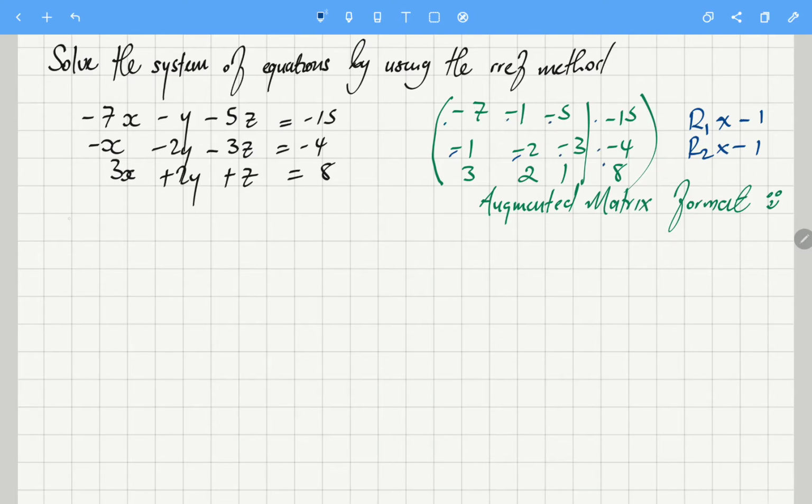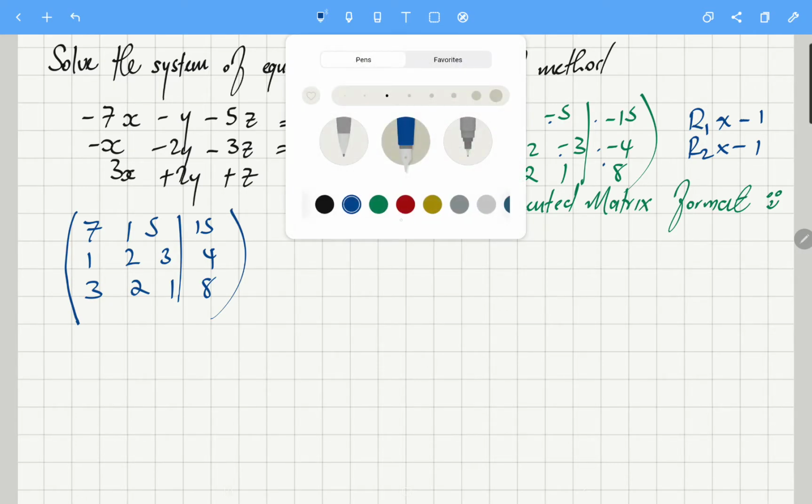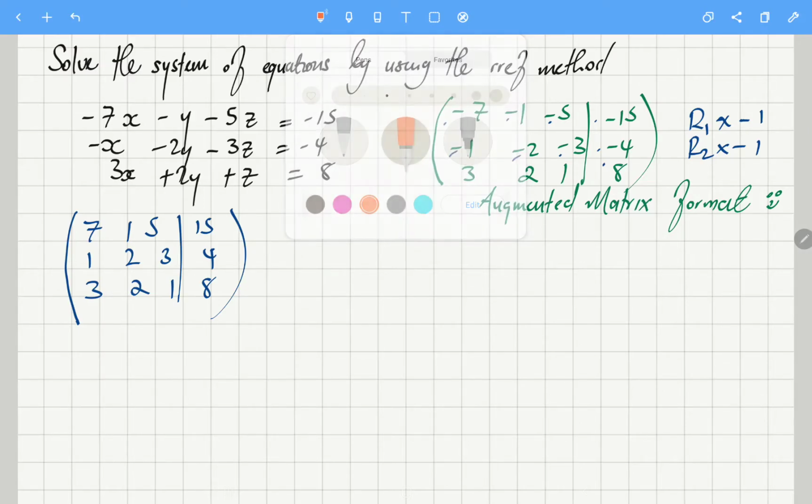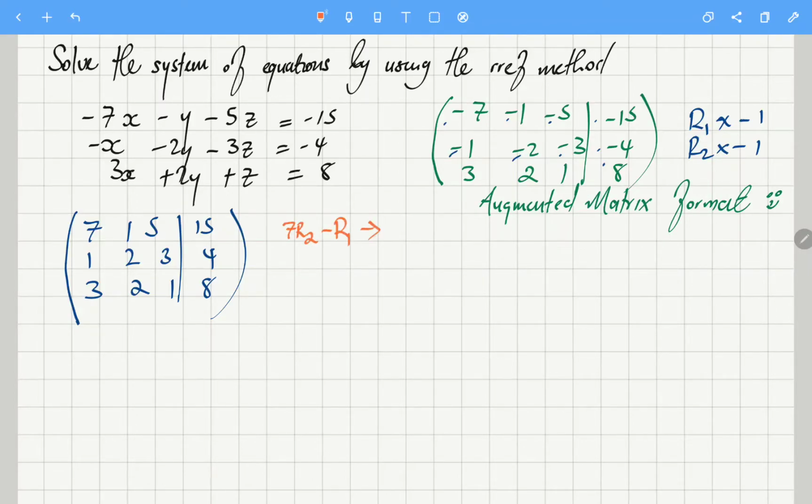Okay, so 7, 1, 5, 15; 1, 2, 3, 4; and then 3, 2, 1, and 8. The bottom row stays the same, it doesn't change anyway. Okay, and then going to the next operation. What I'm going to do is multiply 7 row 2 minus row 1, that becomes my new row 1. And then 3 row 2 minus row 3, that becomes my row 3.